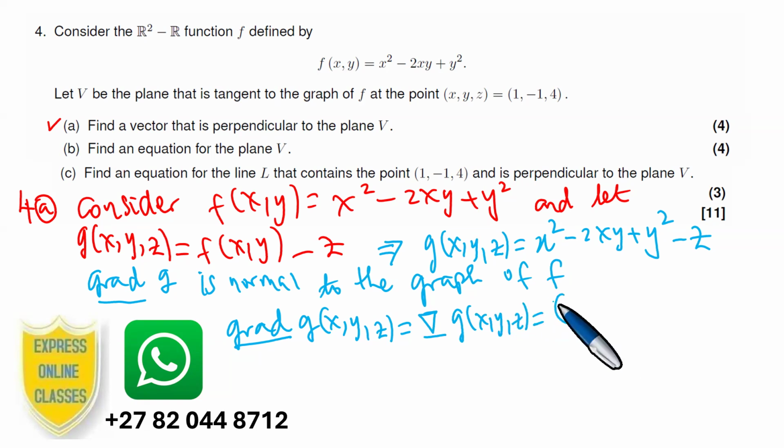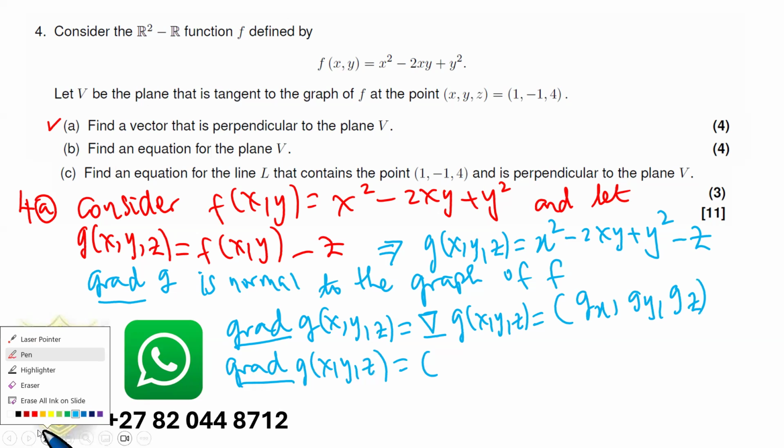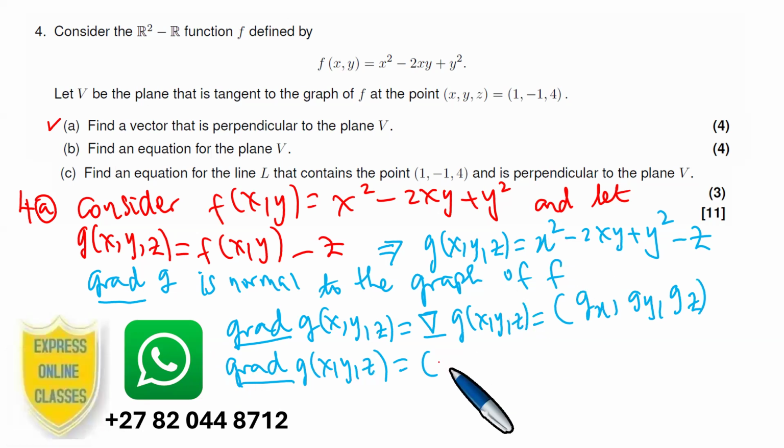The gradient of g can be seen as the vector of partial derivatives: partial x, partial y, partial z. So you differentiate g with respect to x. The derivative of x squared becomes 2x. The derivative of minus 2xy is minus 2y with respect to x. And the partial derivatives of y squared and minus z are both zero.